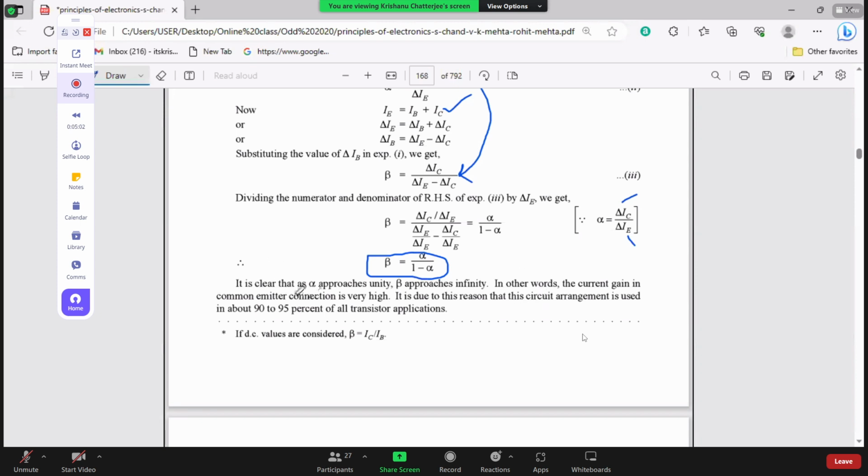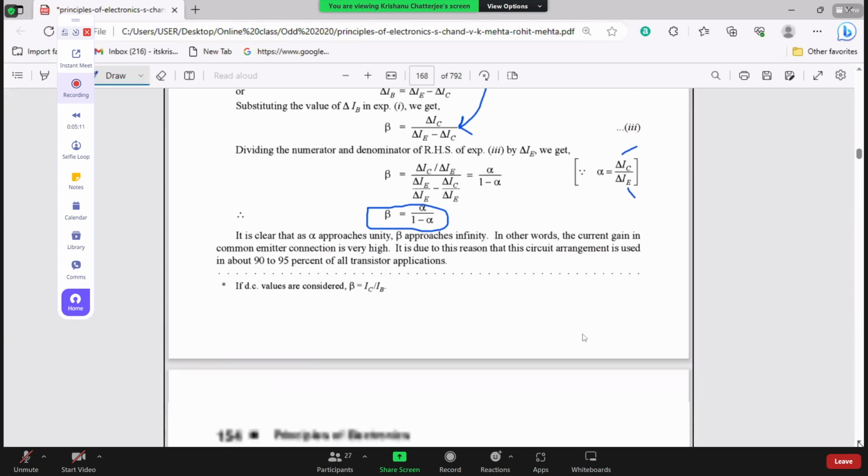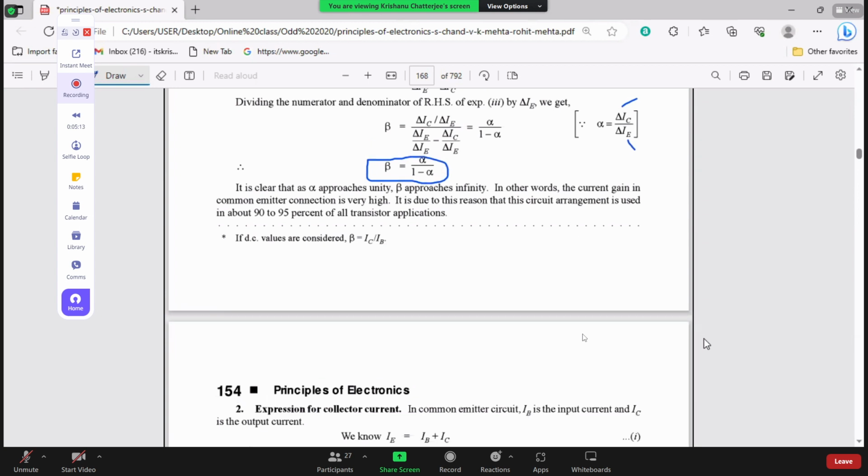From this expression, it is clear that as alpha approaches unity, beta approaches infinity. What do you mean by this sentence? It means if the value of alpha becomes 1, the value of beta becomes infinite.